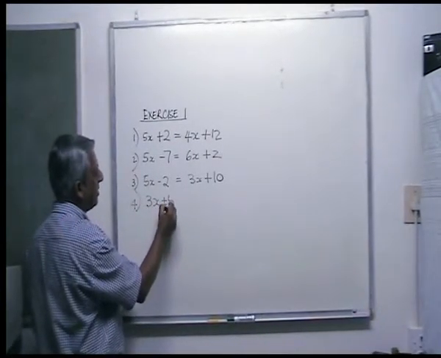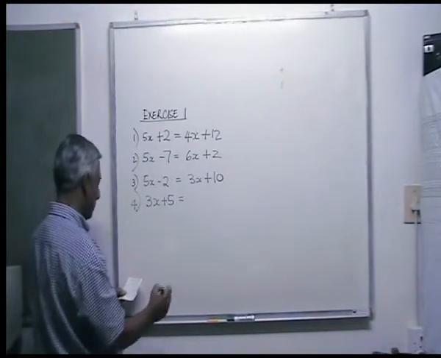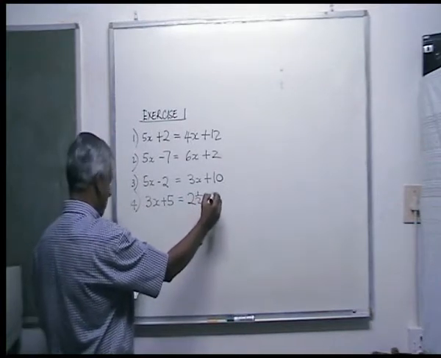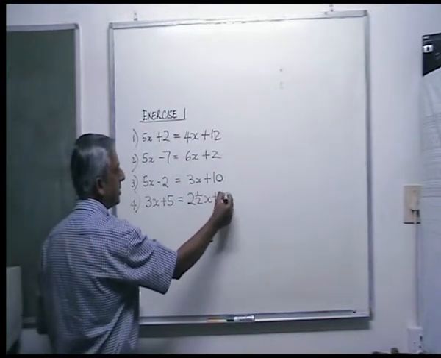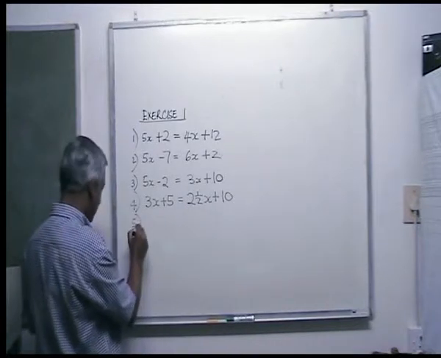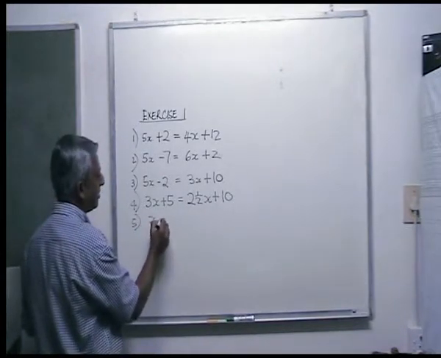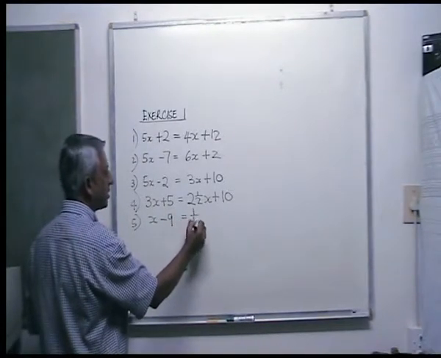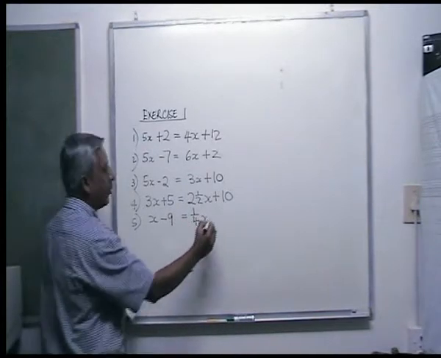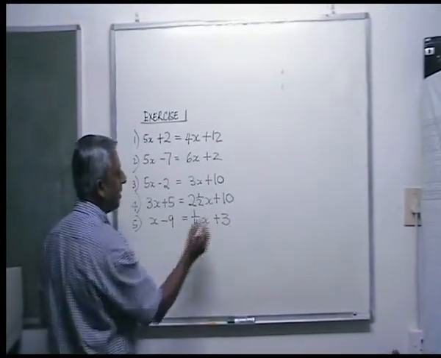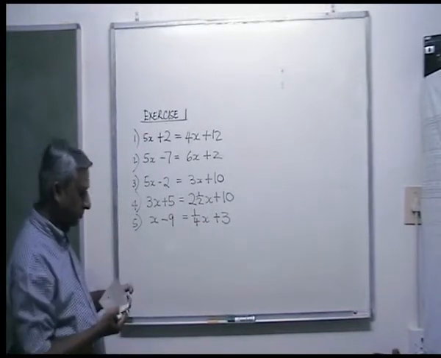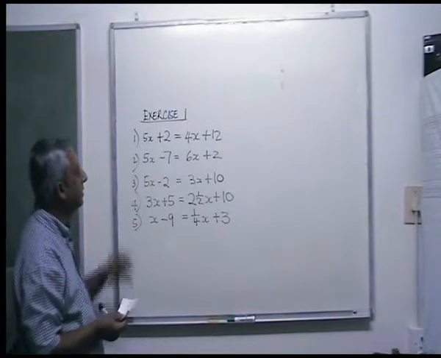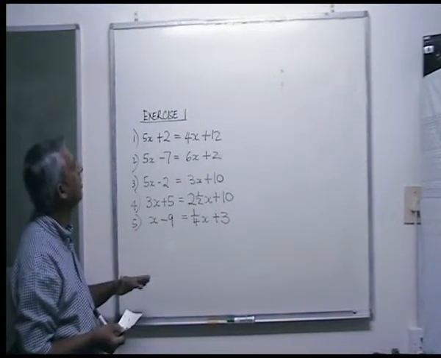Number 4, 3x plus 5 is equal to 2.5x plus 10. And number 5, x minus 9 is equal to quarter x plus 3.